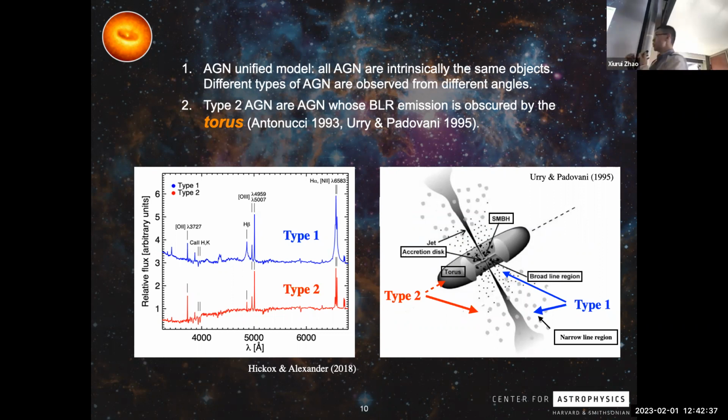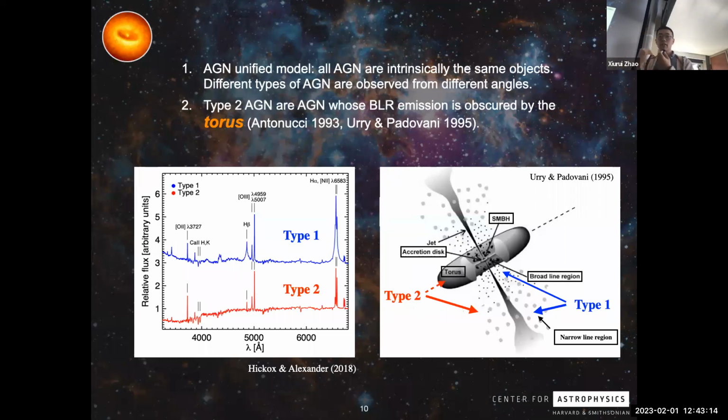And the unified model, like I listed there, assumes that the type 2 AGN are those AGN where your observing angle is across the torus. So your broad line region there is obscured by this torus. So you can only see the narrow lines scattered from the narrow emission line region. But for the type 1 AGN, you can directly see the broad line region and also the scattered emission from the narrow line region. So that's what this model assumes.